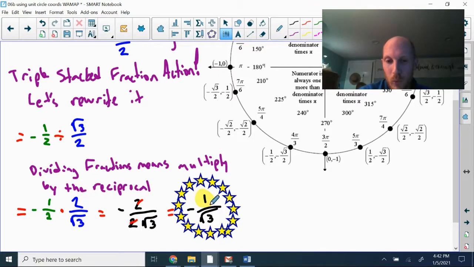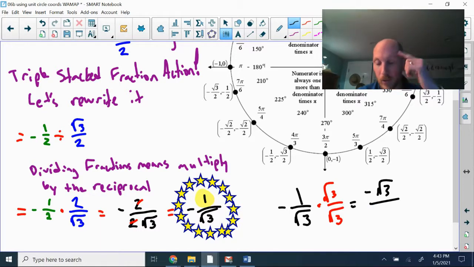Okay, so I need to rationalize this denominator. So if I take negative 1 over radical 3, to rationalize it, I'm going to multiply by the square root of 3 over the square root of 3. And that is going to give me negative radical 3. And I'm going to do some mental work here. Radical 3 times radical 3 in my denominator is going to give me radical 9. And 9 is a perfect square. I can do the square root of 9. It is 3.